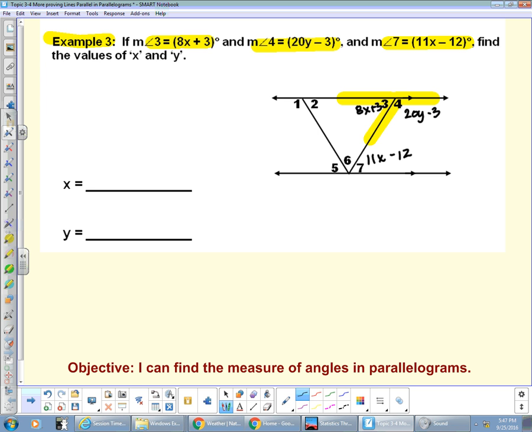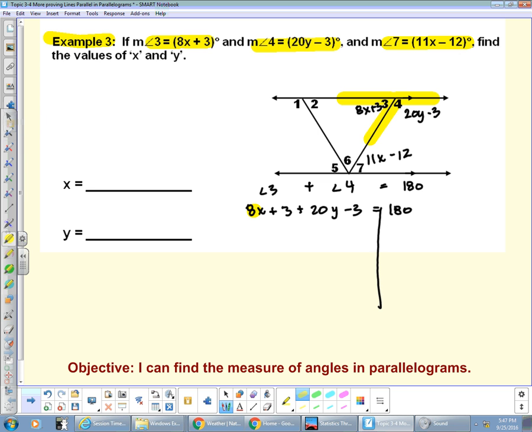Okay, and so 8x plus 3 plus 20y minus 3 is equal to 180 because they're linear. And so this is angle 3 and this is angle 4. So angle 3 plus angle 4 equals 180 because it's a linear pair. So now I need to think apples to apples, pairs to pairs.